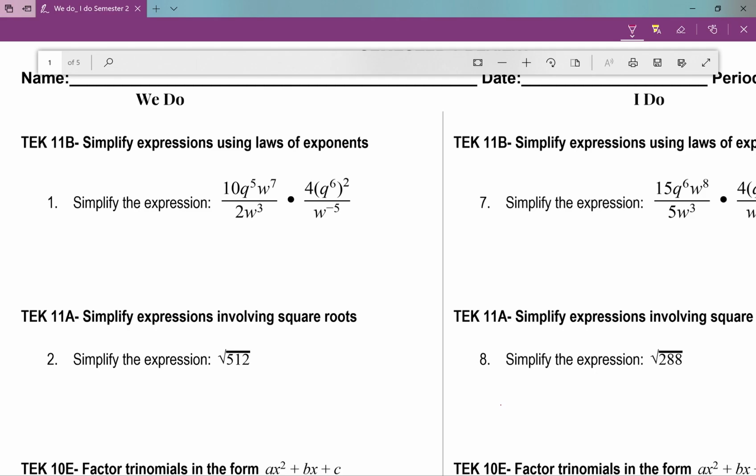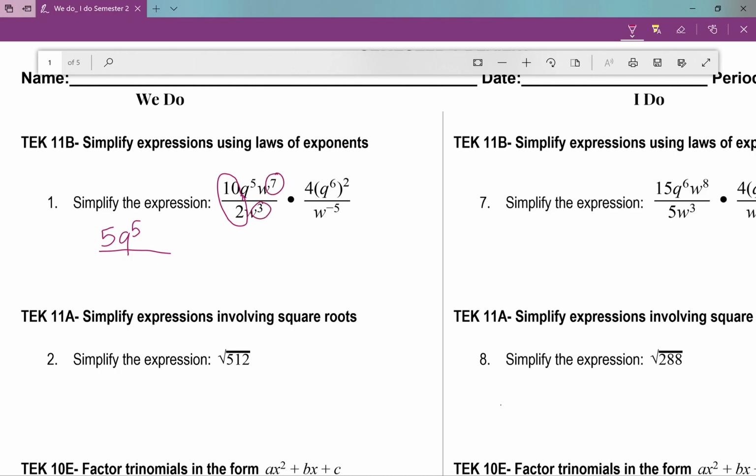We have 10q to the 5th, w to the 7th, and 2w to the 3rd. Right away, we can simplify the coefficients. We know that 10 divided by 2 is 5, so I have 5 on the top. And then I have q to the 5th. Since there are no other q's in that first part, I'm just going to copy that down, q to the 5th. And then I have w to the 7th and w to the 3rd.